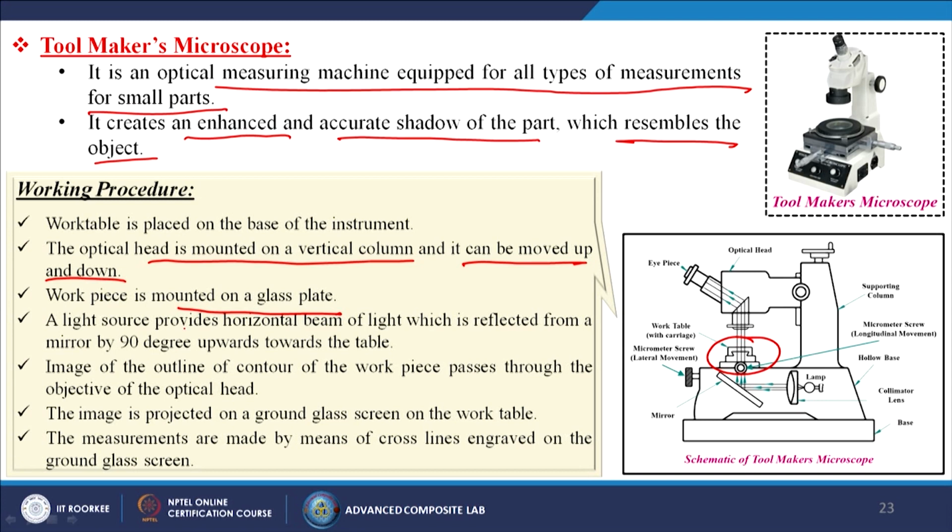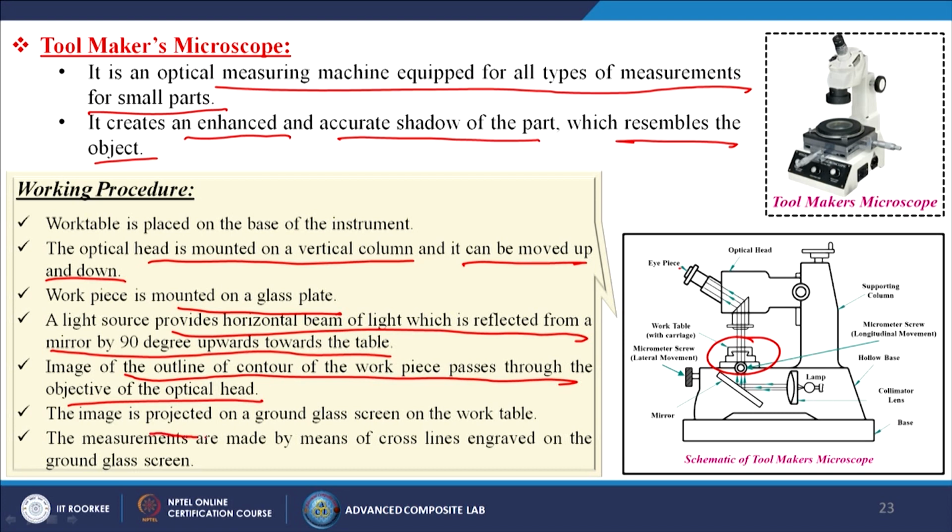A light source provides horizontal beam of light which is reflected from a mirror by 90 degree upwards towards the table. So, simple, here my eye and I can see it. So, light source is coming and it is falling onto your screw threads just exactly at 90 degree. Image of the outline or contour of the workpiece passes through the objective of the optical head. The image is projected on a ground glass screen on the work table. The measurements are made by means of cross lines engraved on the ground glass screen.